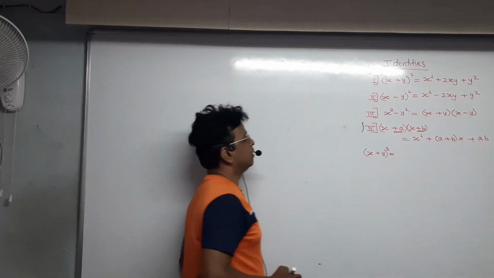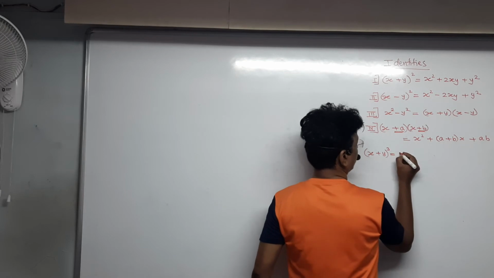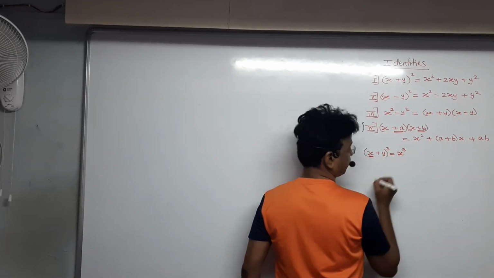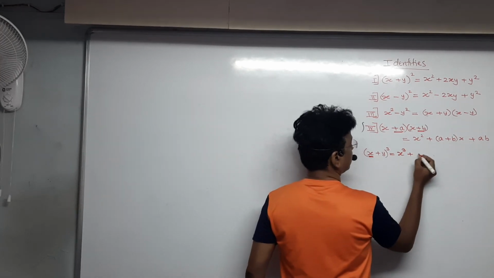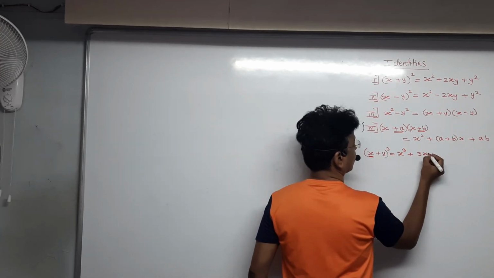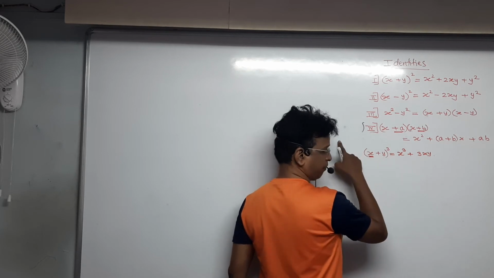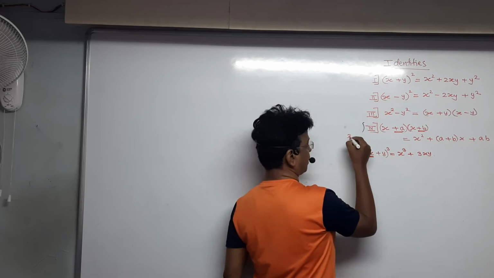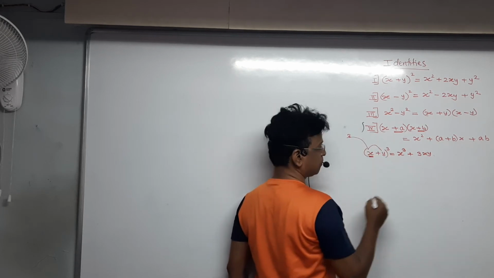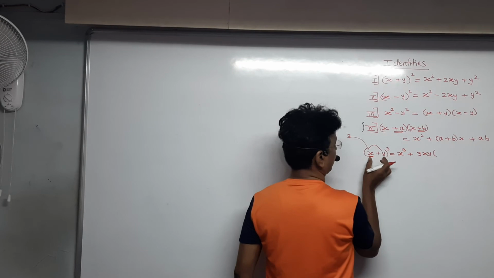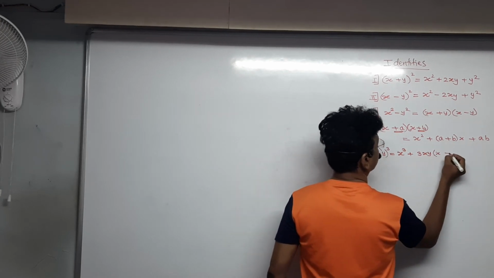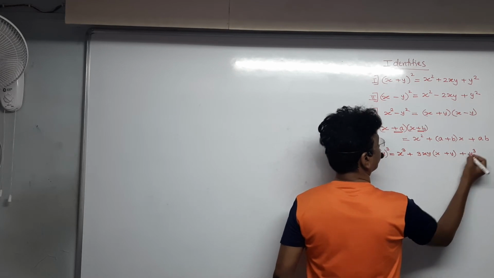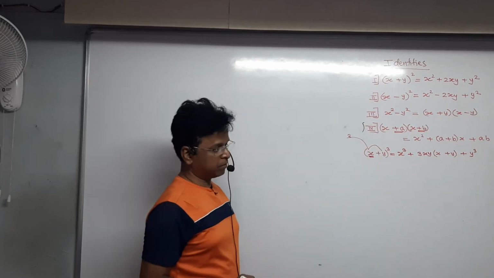Here, you have to write the first term, whatever it is, and take the cube of that: x cube. Then 3xy, 3 will come from outside into x into y, and in the bracket you have to write x plus y, plus y cube. Are you getting?